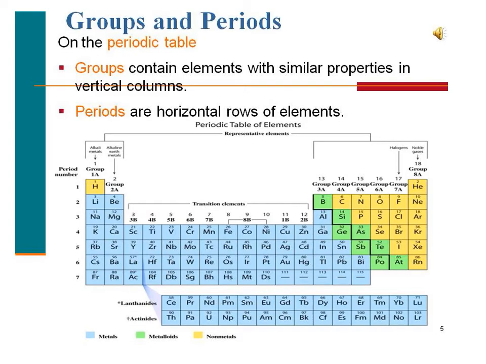The periodic table is organized into rows and columns. We refer to the columns as groups. In other words, this would be a group, this would be a group, this would be a group, this one, this one, this one, this one, this one. Columns are groups. We call the rows periods.